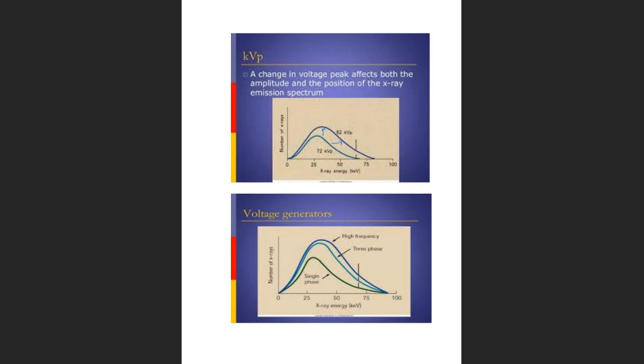So if we went down, we're going to reduce amplitude. If we went from 82 to 72, we have that reduction in amplitude and then that shift to the left in position going from a higher kV to a lower kV. Everybody okay with that so far? Yes. So when it shifts to the right, is that due to filtration?